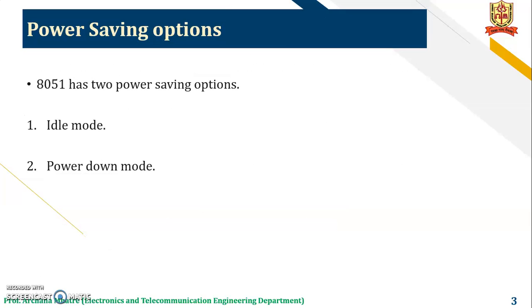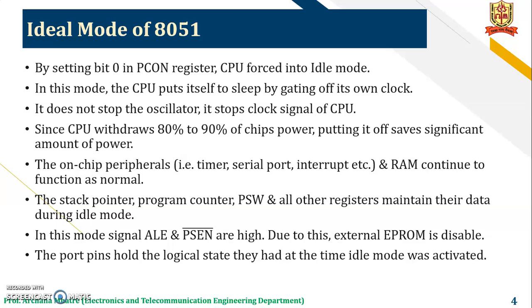Now next we will study the power saving options of the 8051 microcontroller. The 8051 microcontroller has two power saving options. First is idle mode and second is power down mode. First is the idle mode of the 8051 microcontroller. By setting bit 0 in the PCON register, PCON being the power control register, the CPU is forced into idle mode. In this mode, the CPU puts itself to sleep by turning off its own clock.